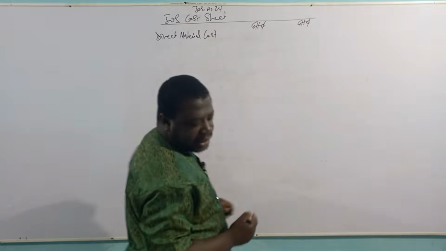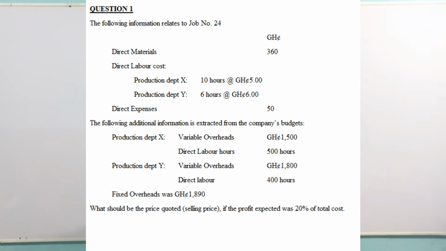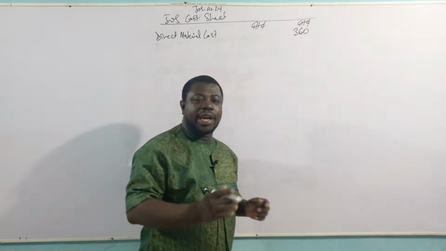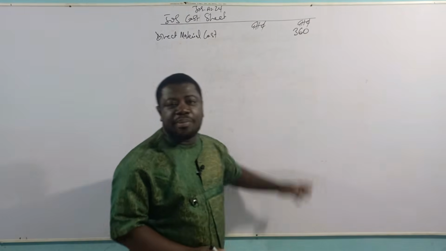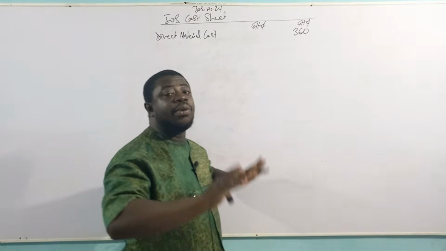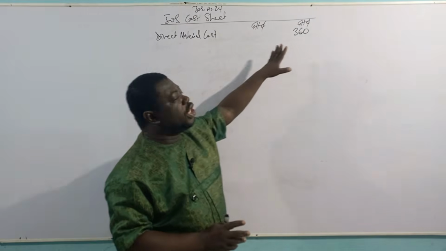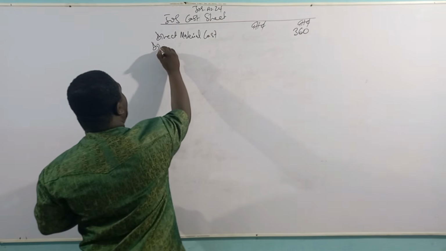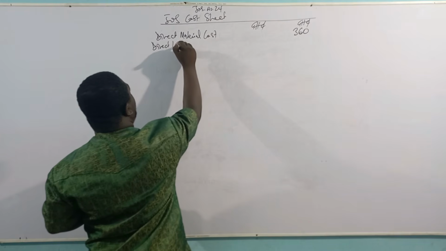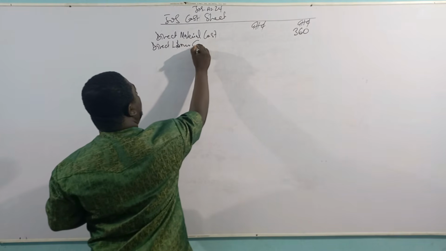Now, per the question, the direct material cost is given to us straightforward as 360 cedis. So we put it there. There are no workings on that. It means that whatever it is, whether they were a mix of materials or only one material, we don't know. But the question has given it to us straight away as 360. And then we look at our direct labor cost.